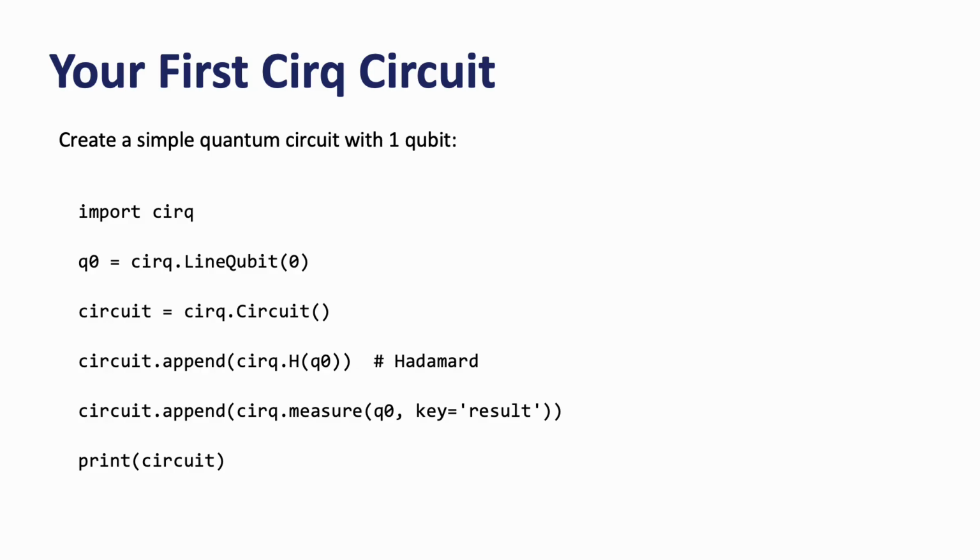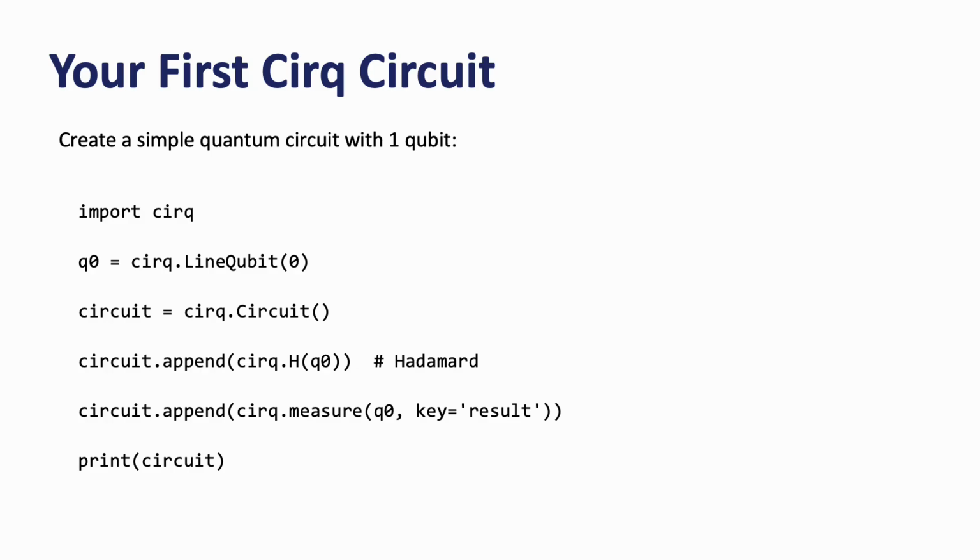Now you're going to build your first Cirq circuit, and you will see that it is very similar in concept to what we did with Qiskit, though the syntax is a bit different. We are starting with the same basic idea, a single qubit that will be put into superposition using a Hadamard gate. This consistency across frameworks is helpful because it means once you understand quantum concepts, you can apply them in any framework.